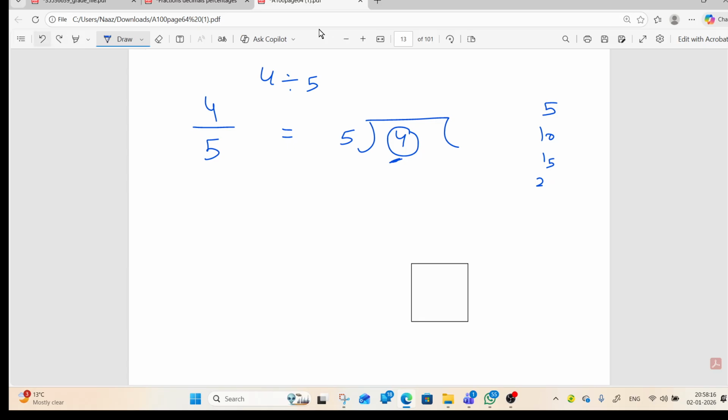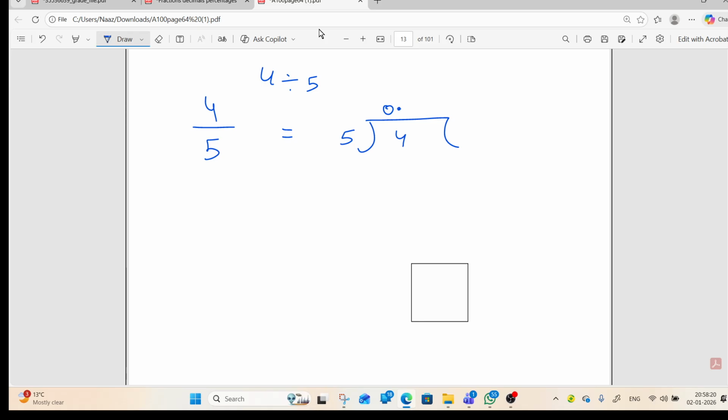So I need to make my 4 bigger than 5, right? How do I do it? I put a decimal point there, 0 point, because my decimal should be visible. So with the decimal I can put a 0 there. Now this 4 turned into 40. 40 comes in the 5 times table, right? 5 times 8 is 40. Then I subtract them and I get 0 remainder. So my answer is 0.8.